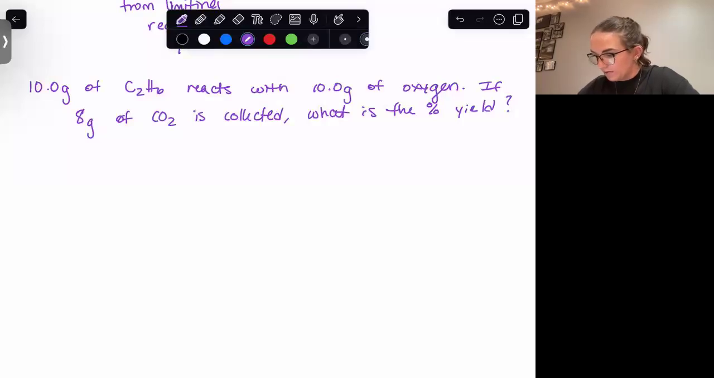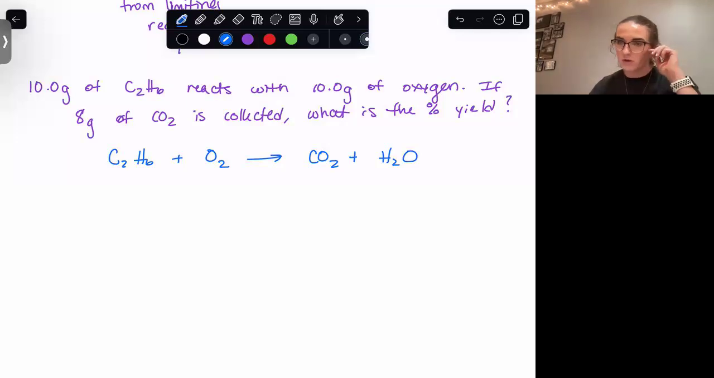For this question, the first thing you want to do is set up your reaction. So you have C2H6 and O2, and what kind of reaction is this? Yep, this is a combustion reaction. So we have CO2 and H2O produced, right? That'll always be what's happening with combustion reactions. What's the next thing we need to do?